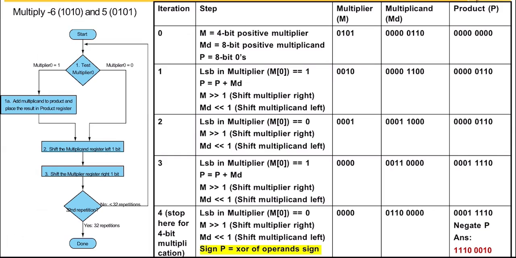Negative 6 in binary, not negative 6. 6 in binary is actually 110, right? 0, 1, 1, 0. But when we do 2's complement, we need to flip all the bits, which is going to give us 1, 0, 0, 1. Then we need to add 1. It's going to be 1 plus 1 is 0, carry 1, then 1, 1, 1. So negative 6 eventually is going to give us this one, as we just got here.